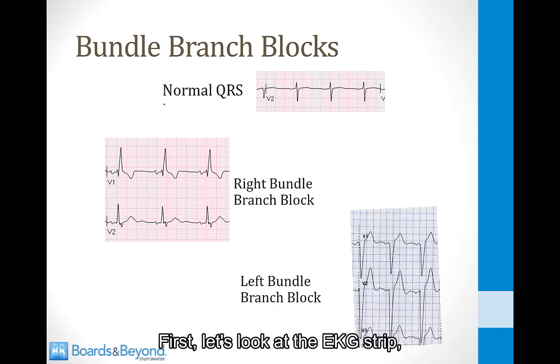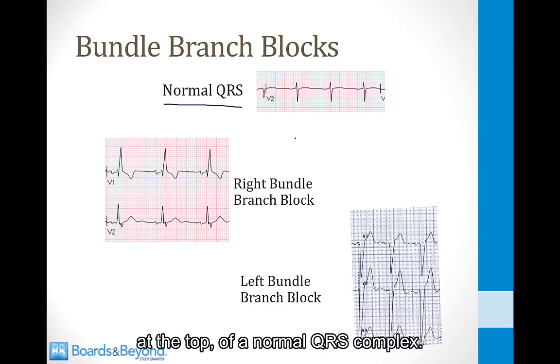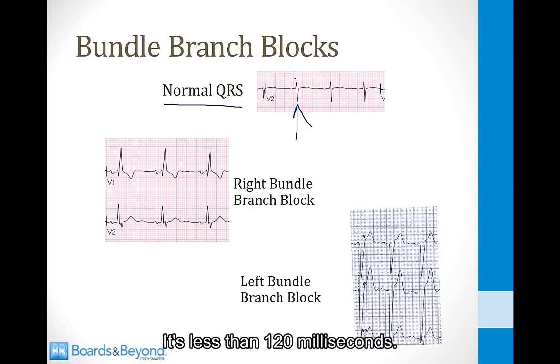First, let's look at the EKG strip at the top of a normal QRS complex. This is a person who does not have either bundle branch block. This QRS is very narrow. It's less than 3 boxes wide. It's less than 120 milliseconds.